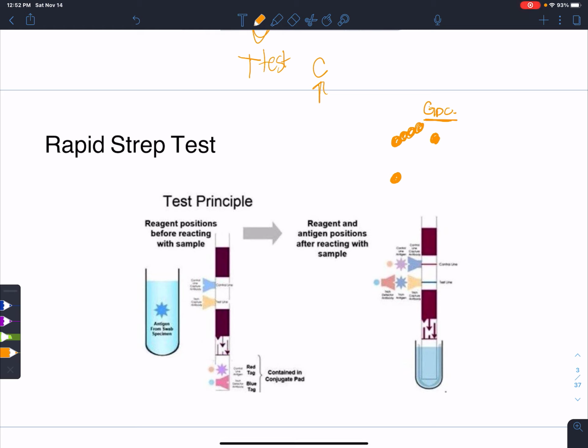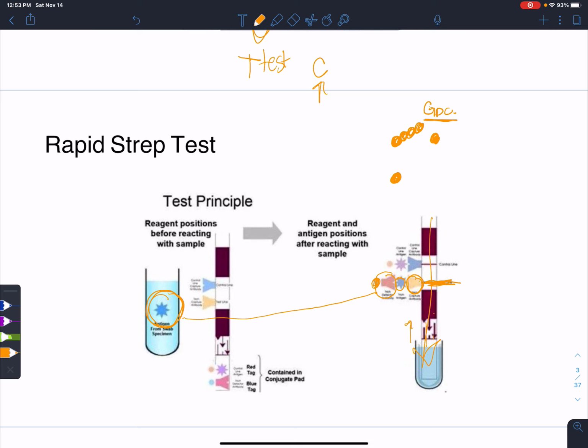And again, here's the antigen from the swab. Okay. So this, we put the test strip in there. As it migrates up here. Okay, here's our mobile antibody. And see, it's got this little tag for that color. Okay, it attaches to the antigen. And this antigen attaches, this is the stationary antibody. And that's where you get this line.